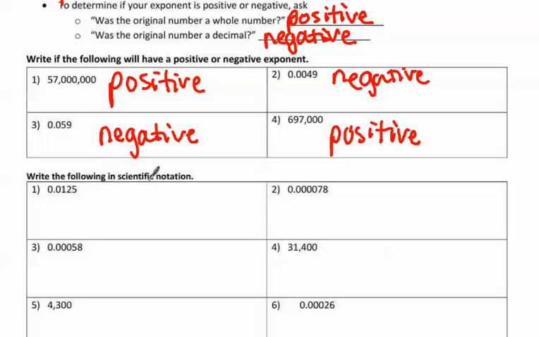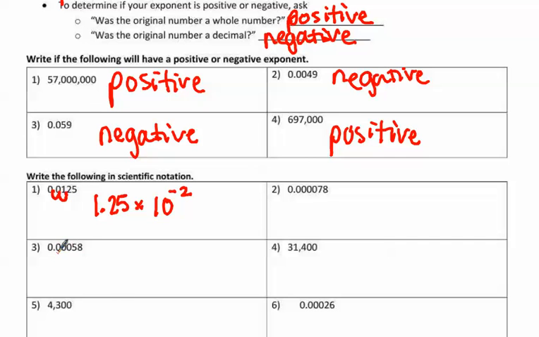Write the following in scientific notation. Here's the decimal, and it's moving 2 places to the right to get 1 and 25 hundredths times 10 to the power of negative 2. It is negative because you start with a decimal, and it is 2 because you're moving 2 places.